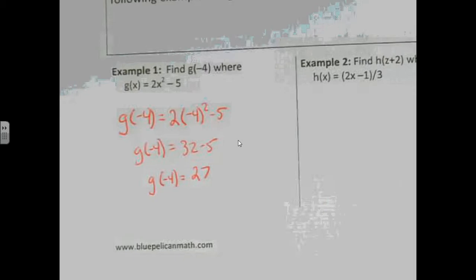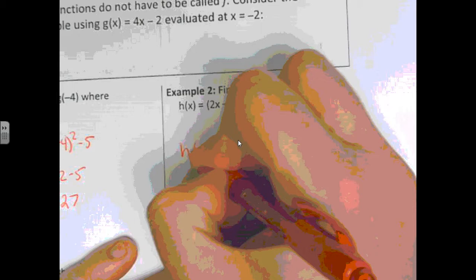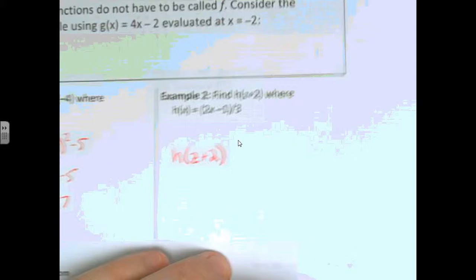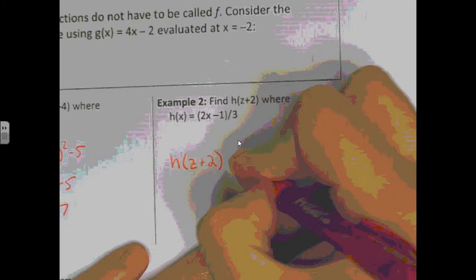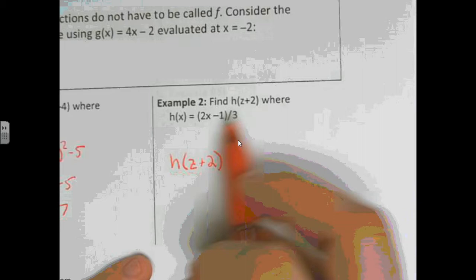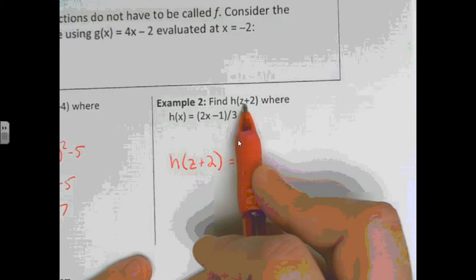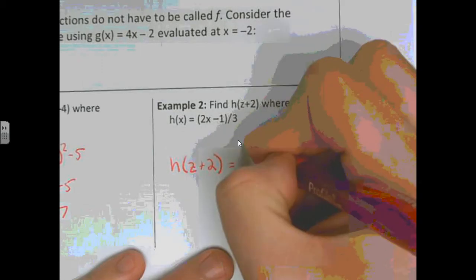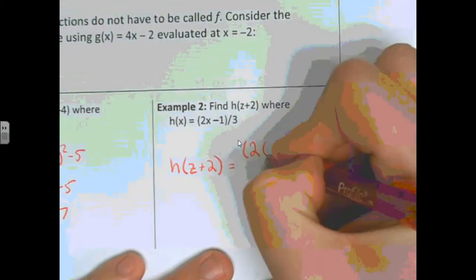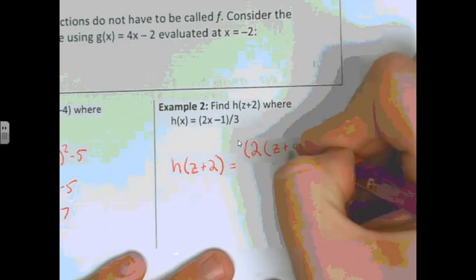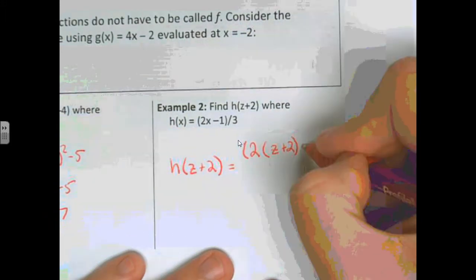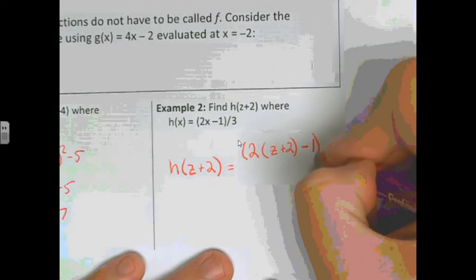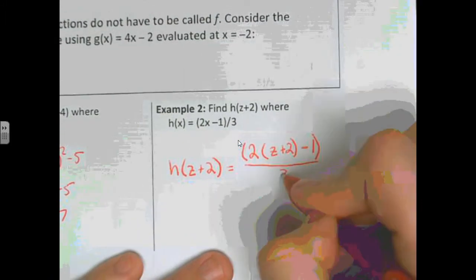All right, let's go. Okay, this time we're going to do h of z plus 2. And this time, in the place of the x, we're going to put z plus 2. So I'm just going to write it: 2 times (z plus 2), minus 1, all over 3.